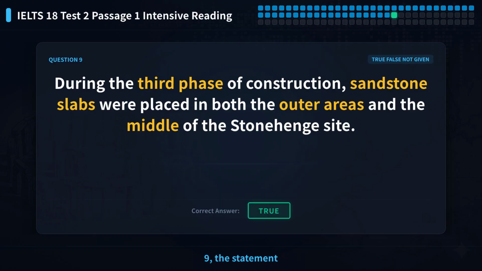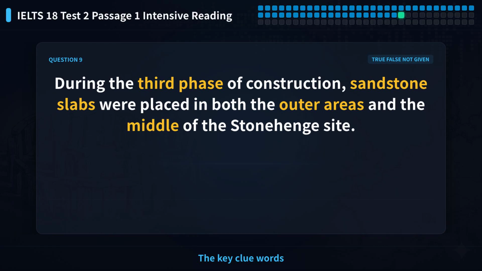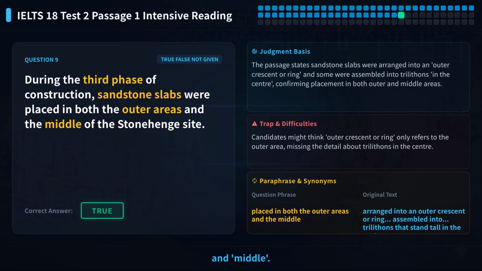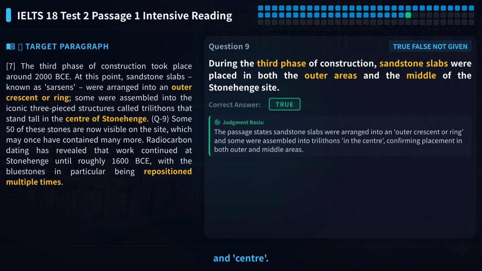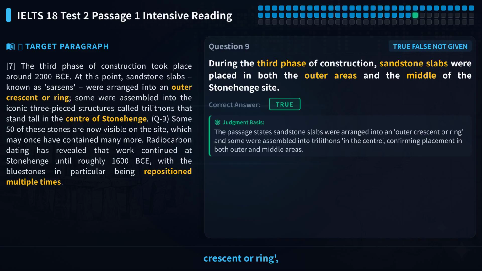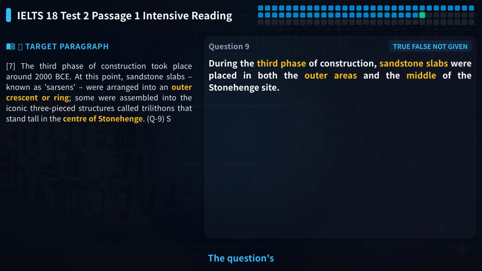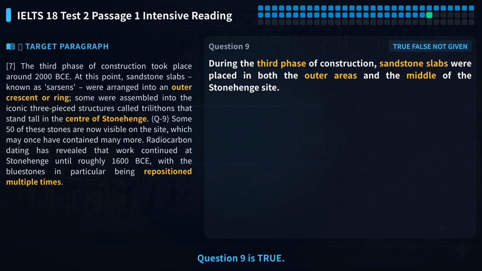Let's look at question 9. The statement says that during the third phase of construction, sandstone slabs were placed in both the outer areas and the middle of Stonehenge. The key clue words are "outer areas" and "middle." Locate paragraph 7. The scanning landmark words are "outer crescent or ring" and "center." The original text says, "sandstone slabs were arranged into an outer crescent or ring, and some were assembled into trilithons that stand tall in the center." The question's "outer areas" is a synonym for "outer crescent or ring," and "middle" is a synonym for "center." This is a clear example of synonym replacement. So the answer to question 9 is true.